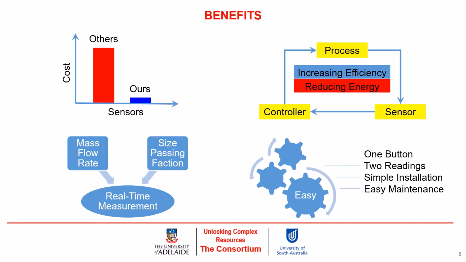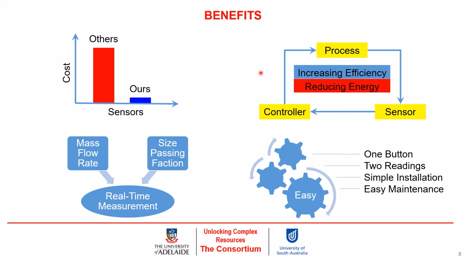Our new sensor will deliver a number of benefits. First of all, it is cost-effective. The total cost, including initial installation and ongoing maintenance, will be only a tiny fraction of the other existing technologies. Secondly, it is a two-in-one sensor that not only estimates size passing fractions for target particle size, but also measures the real-time mass flow rate.